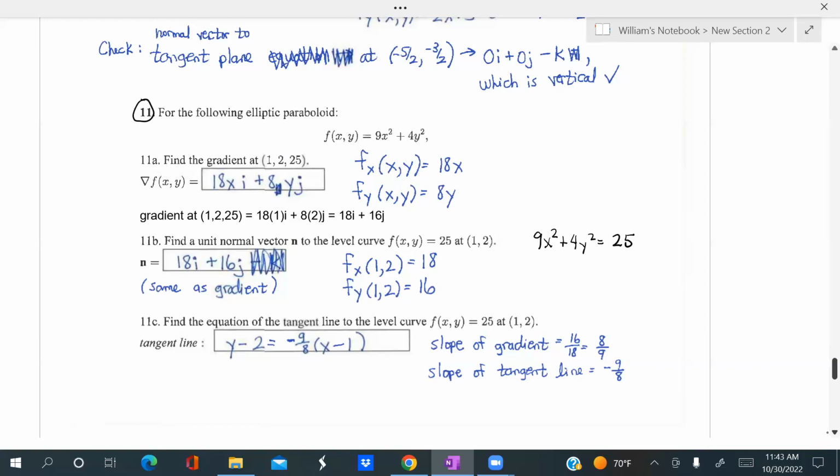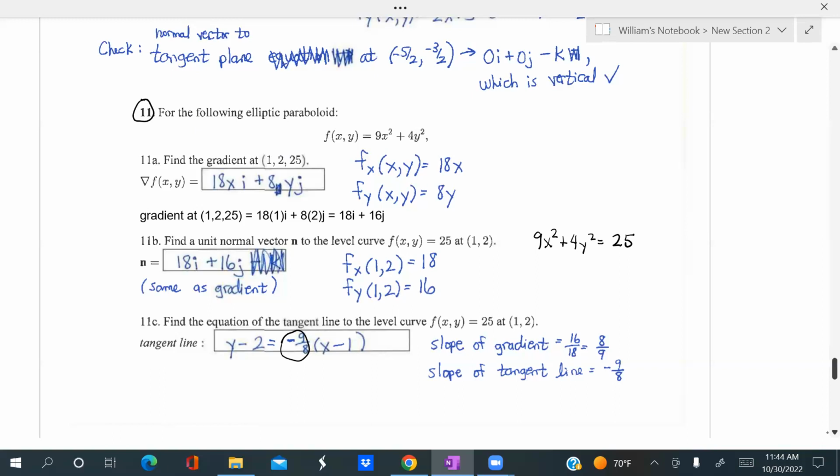This, by the way, is the point slope form for the equation of a line, and the point we're dealing with here is y equals 2 and x equals 1. What I don't know, though, is the slope of this tangent line yet. So I don't know what to fill in here as the slope of the tangent line in this point slope form for the equation of a line.